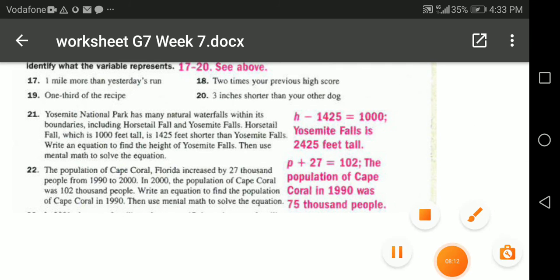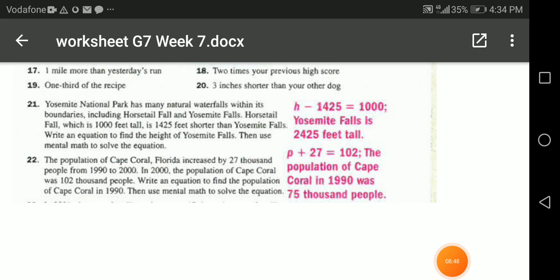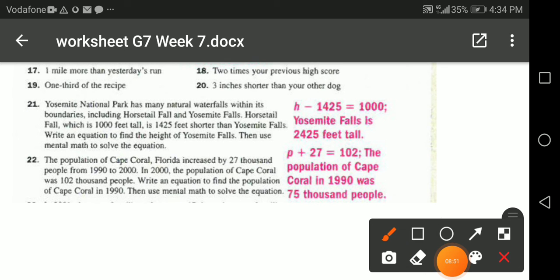Yosemite National Park. Okay, the word problem, guys. Yosemite National Park has many natural waterfalls within its boundaries, including Horsetail and Yosemite Falls. Horsetail, which is 1,000 feet tall, is 1,425 feet shorter than Yosemite Falls. Write an equation to find the height of Yosemite Falls, then use mental math to solve the equation. So it's very easy.